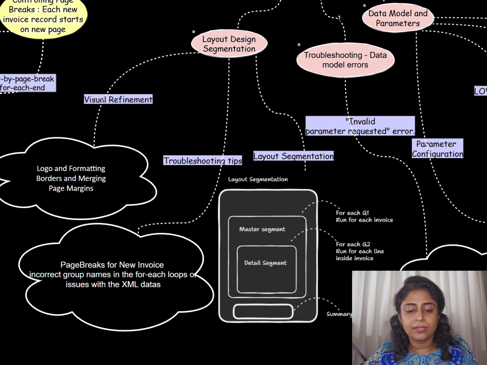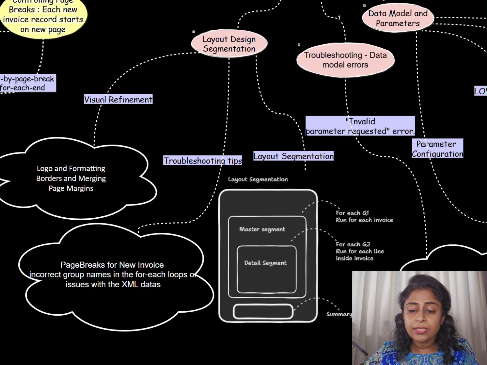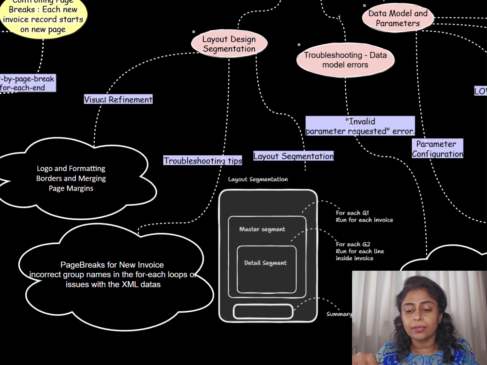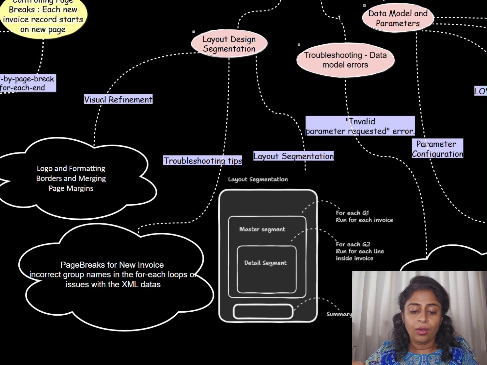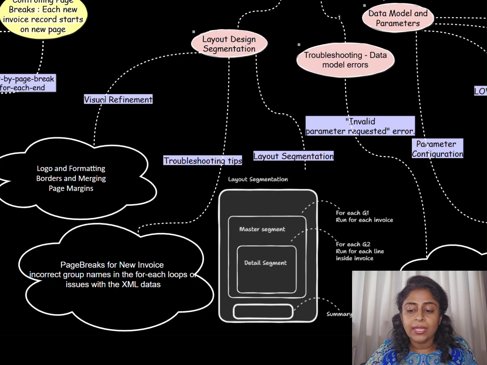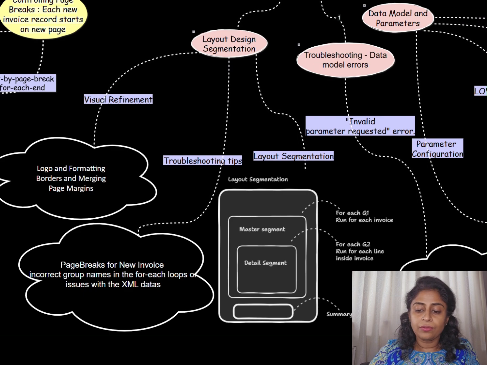A common issue and its solution, let's discuss that now. The missing lines or the detailed data. This is probably the most frequent issue developers face. The failure to display the detailed lines is often due to the incorrect group names in the for each loop or issues with the XML data structure itself. Always remember to test your template with the various data scenarios like a single line invoice or a multiple line invoice, long descriptions that might wrap. This testing will save you countless hours of revisions which might be required later.